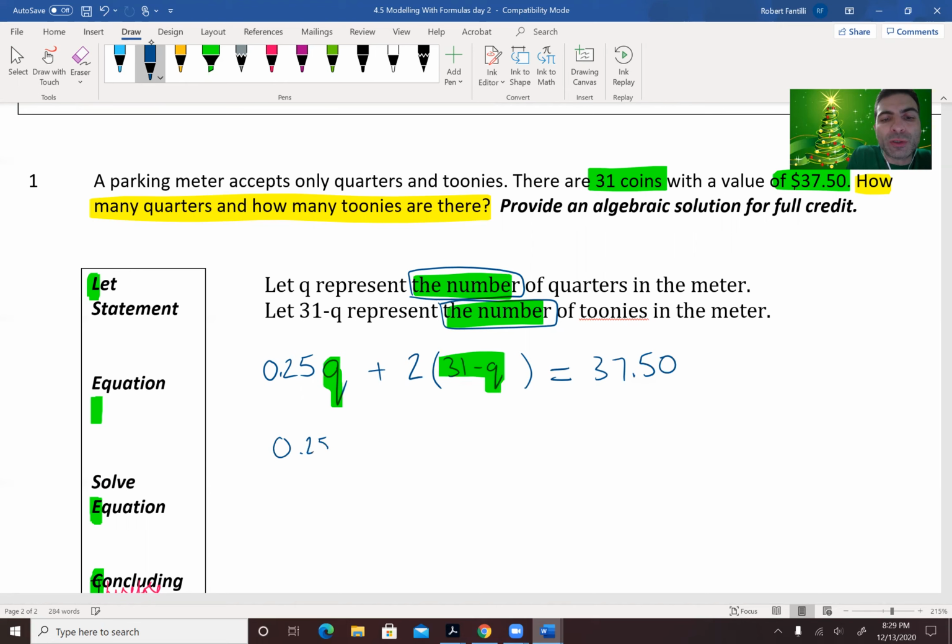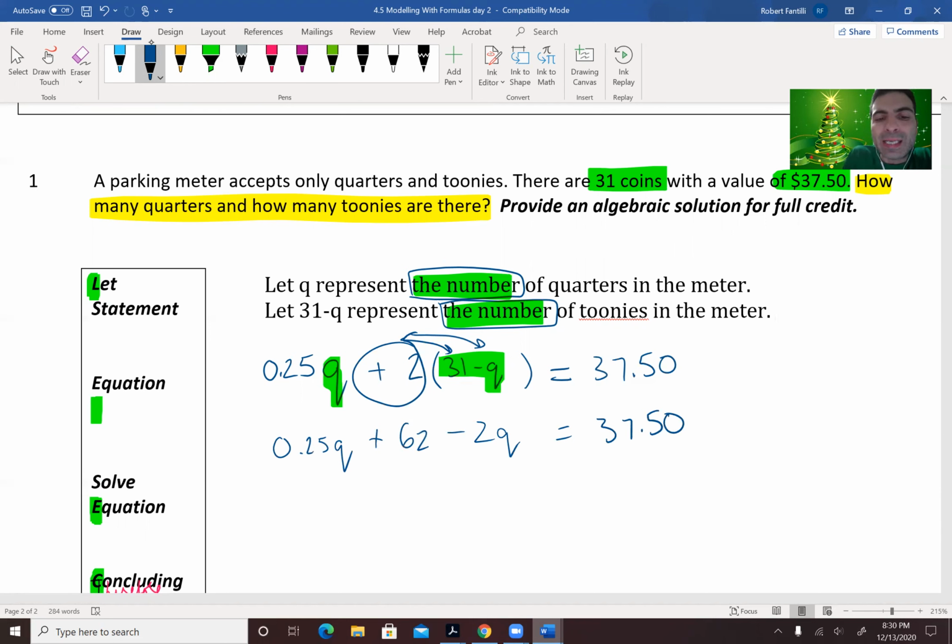So I have 0.25Q, and take the sign with you and distribute here. That's what we're doing. Okay, so 2 times 31, so it's 62, and 2 times negative Q, which is negative 2Q, equal 37.50. Remember, once you distribute, those brackets are done.